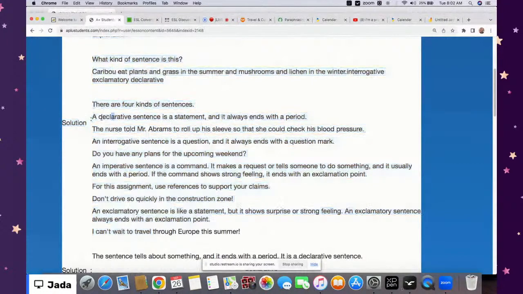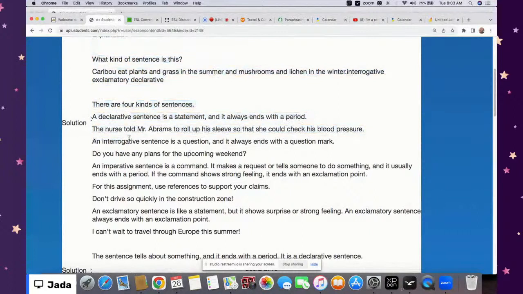All right, so a declarative sentence is a statement and it always ends with a period. So when you're making a statement and it ends with a period, that is a declarative sentence. The nurse told Mr. Abrams to roll up his sleeves so that she could check his blood pressure. So this is a declarative sentence.